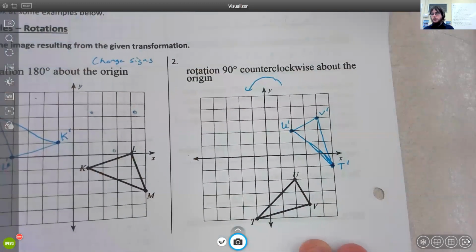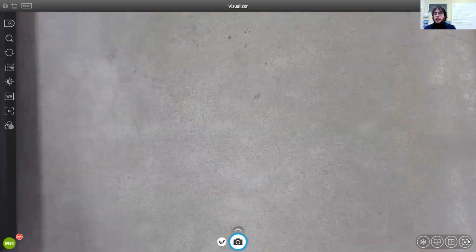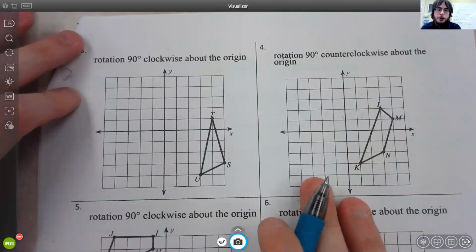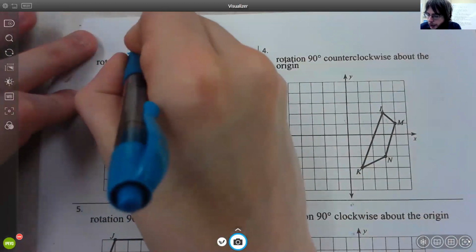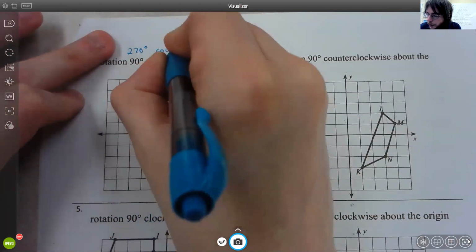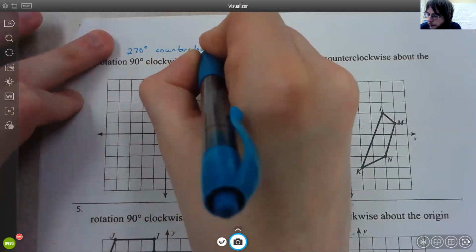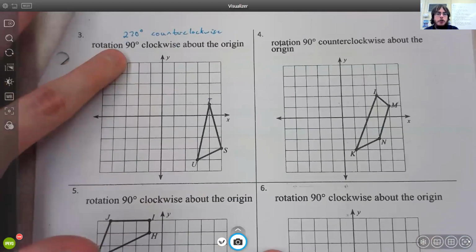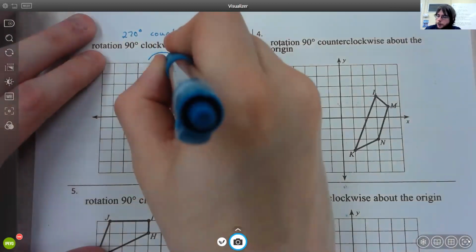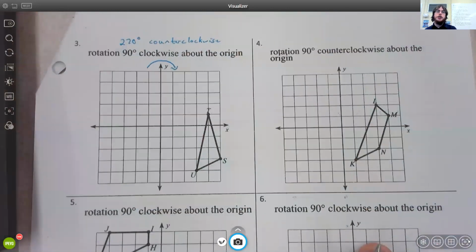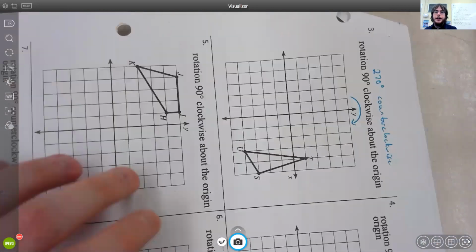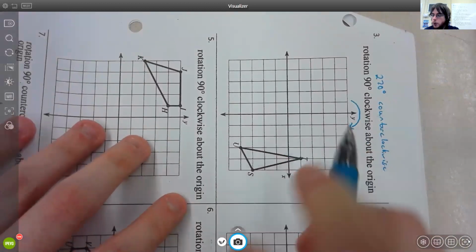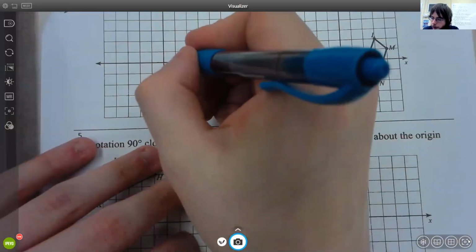And number 3 wants a rotation 90 degrees clockwise about the origin. Remember, this is the same thing as a 270 degree counterclockwise rotation. So you could do a 90 degree clockwise rotation. That means you're going to the right. Okay, so you're going to do one turn to the right. And now your new coordinates for T, you have to go right 1, down 4. So it would be 1, negative 4.